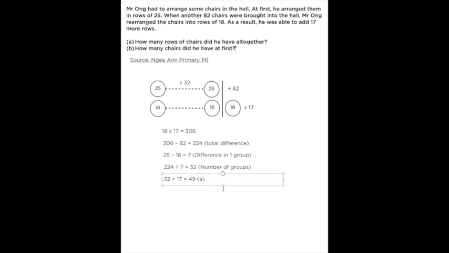Next question, how many chairs did he have at first? To find the total number of chairs he had at first is basically 25 times 32, which is 800. So that's all.